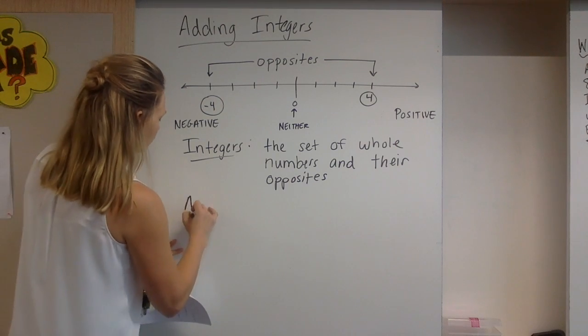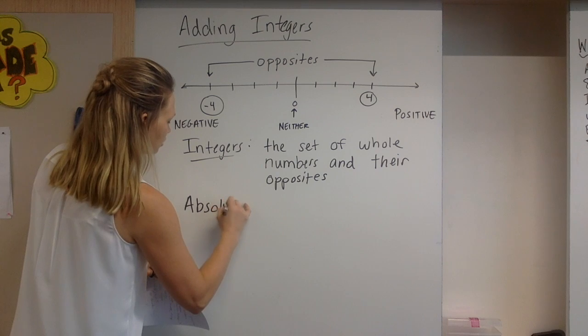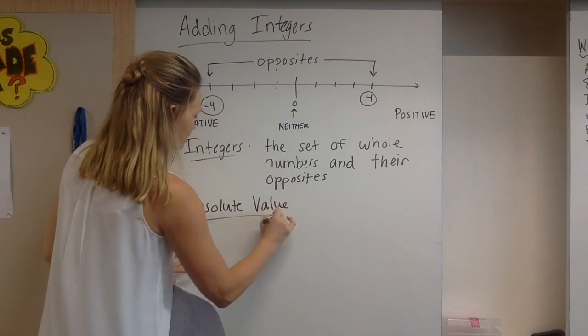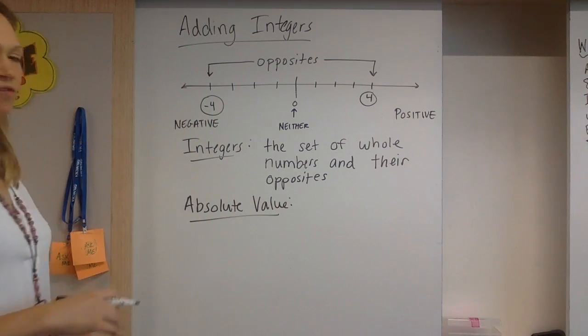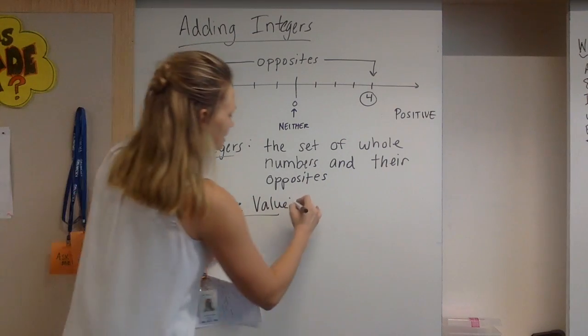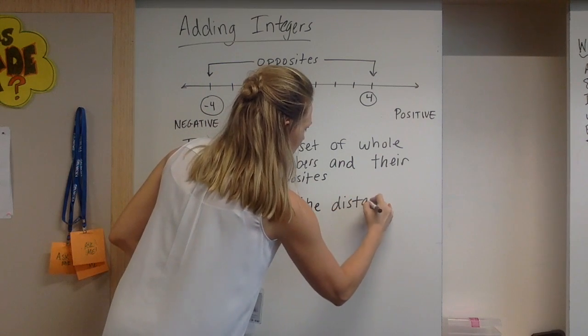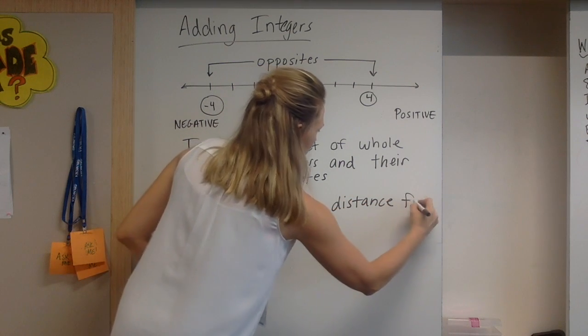Another good term to know for today is called absolute value. So let's write that down, absolute value. And I'm going to use that several times in the lesson, so please do record this. The absolute value is the distance a number is from 0. The distance a number is from 0.